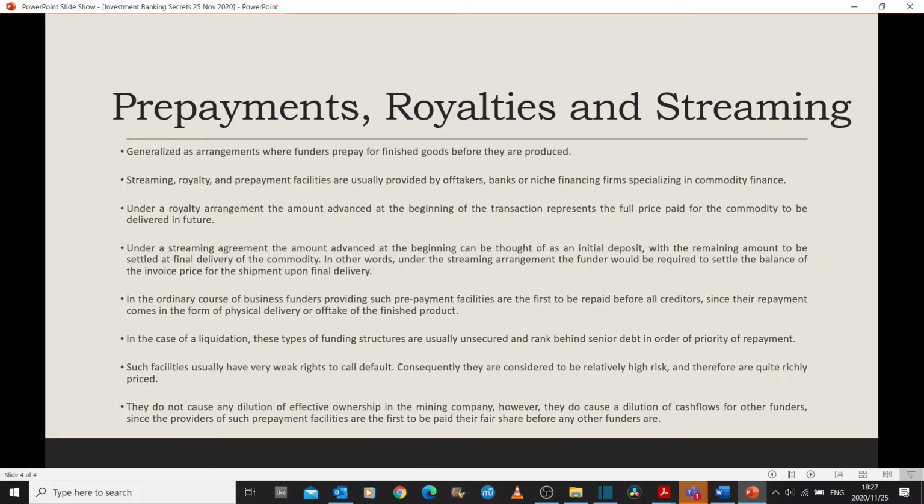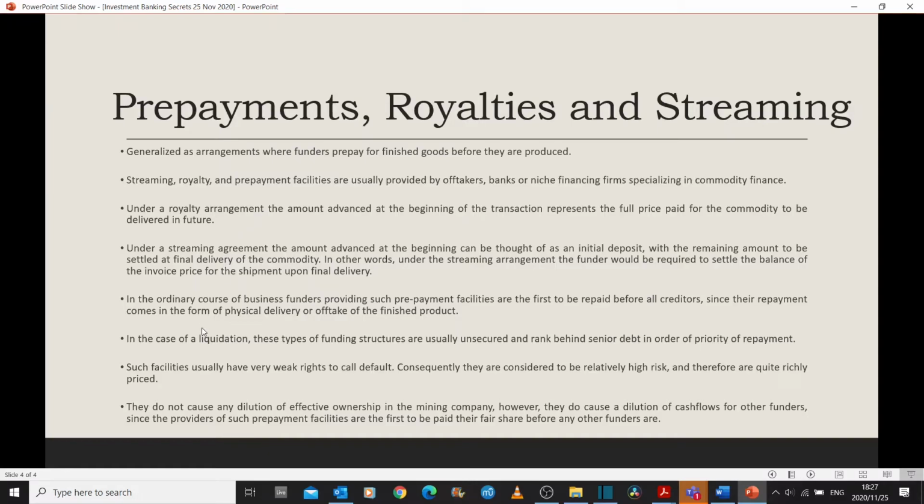So you can think of a streaming transaction as, I've paid a deposit for that gold on day one. And when I receive the gold, I just pay a reduced price, taking into account that I gave them a deposit on day one. And you just need to do the mathematics to see which option would be cheaper. And there are very simple ways to model that in your financial model.